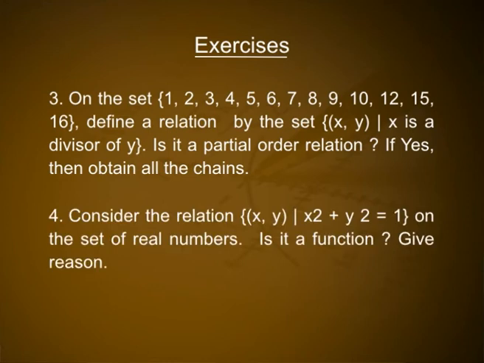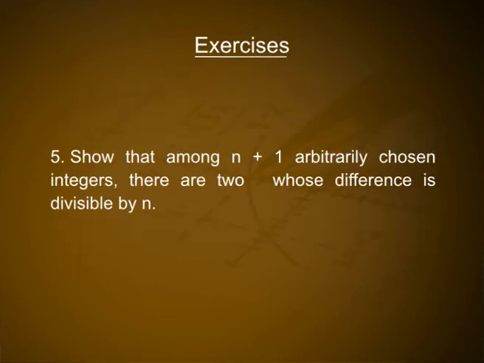Next, consider the relation, the set of all ordered pairs (x, y) such that x squared plus y squared equals 1, on the set of real numbers. Is it a function? Give reason. Next, show that among n plus 1 arbitrarily chosen integers, there are 2 whose difference is divisible by n.